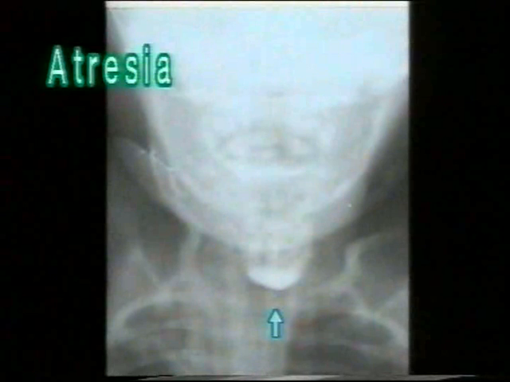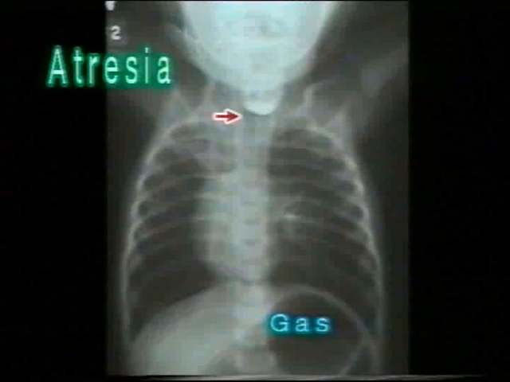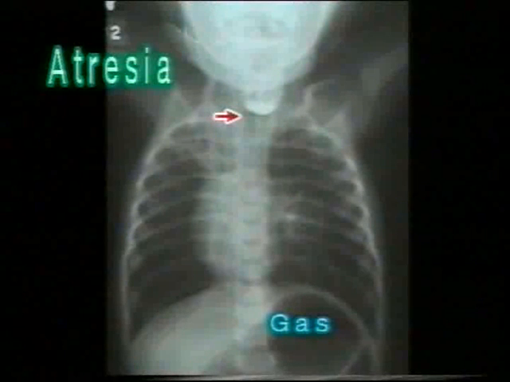Now, if you look at the abdomen, you can see gas in the intestinal coils, which indicates that the lower part of the esophagus is communicating with the trachea. That is, this is esophageal atresia with a TO fistula. You can also see aspiration pneumonitis in the right upper lobe.